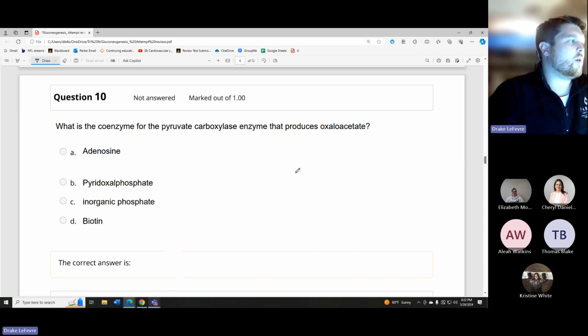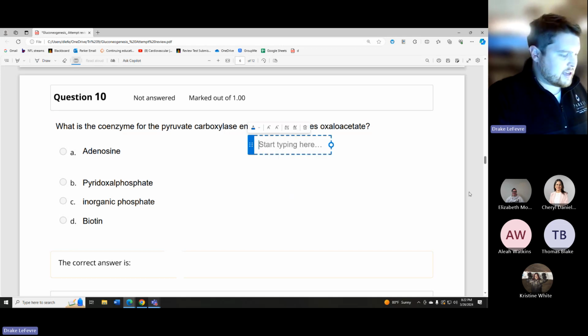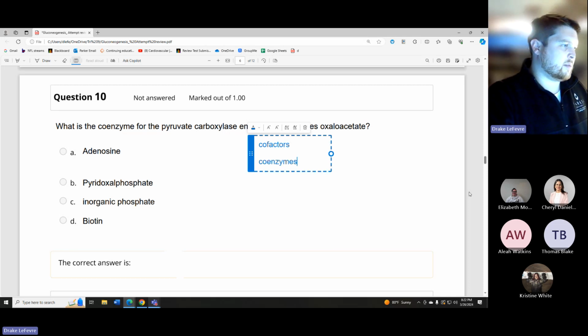What is the coenzyme for the pyruvate carboxylase enzyme that produces oxaloacetate? First, an important question: there are 2 things that are used in association with our enzymes. We have cofactors and coenzymes. Coenzymes and cofactors, what are they? Not specifically, but in general.